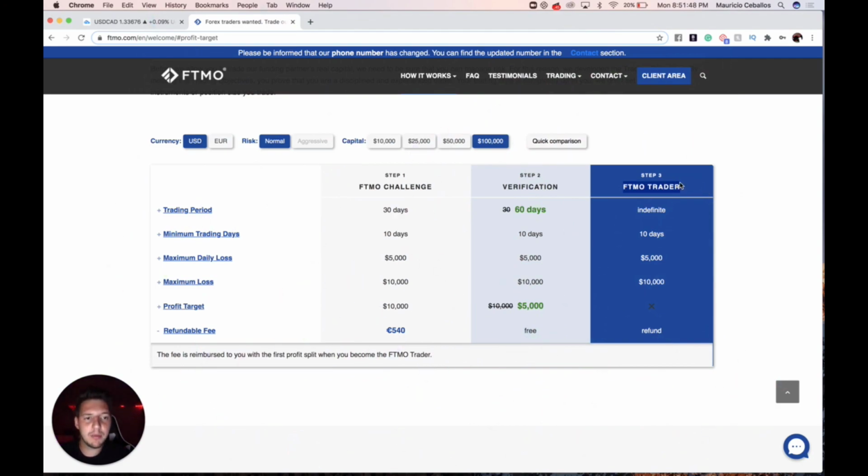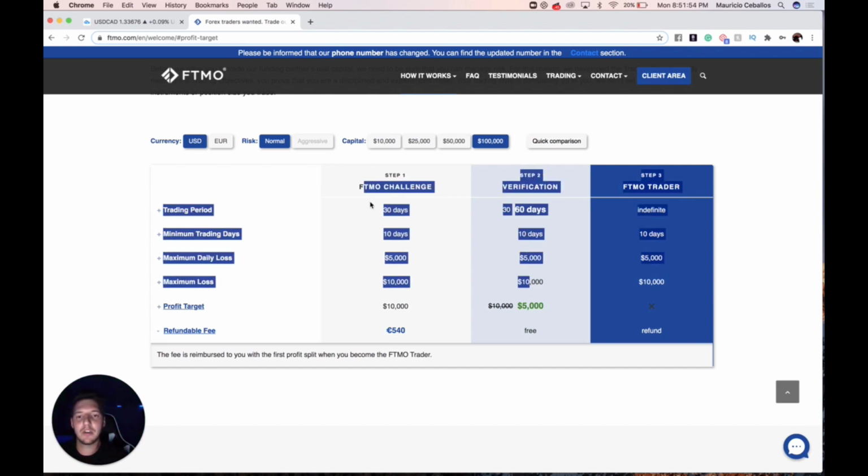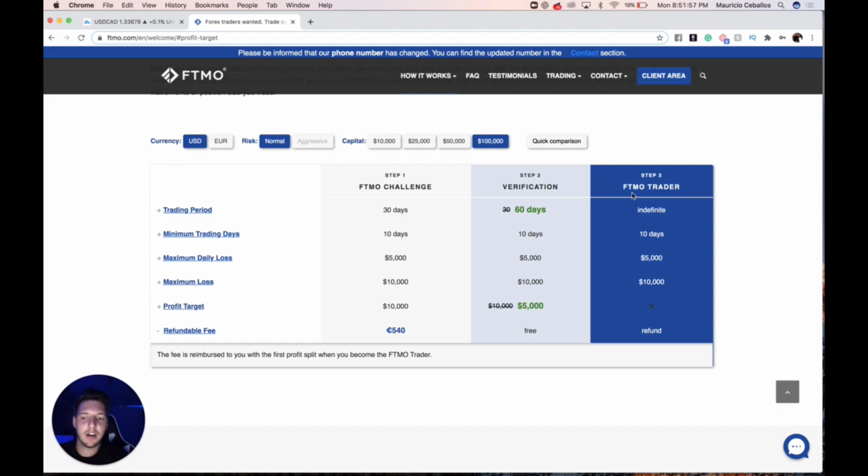Now, when you're an FTMO trader, this is the cool part. This is when you start getting paid. This is when all the time and effort that you put in over here on the challenge and verification starts paying off. Right here, as the FTMO funded trader, you now have your six-figure trading account, which means you have an account with $100,000 for you to trade.